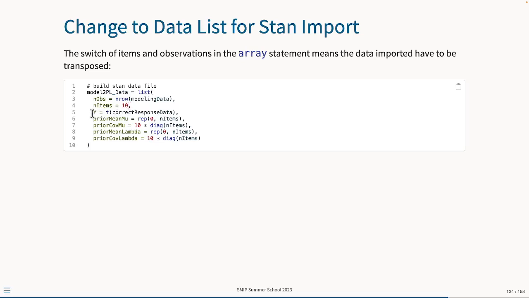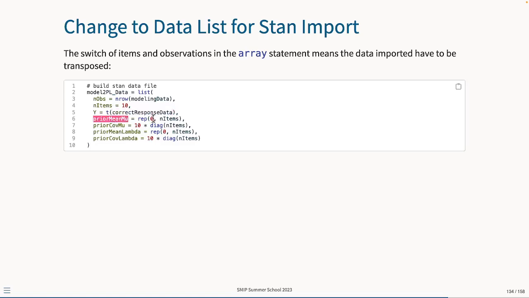Now my Y, I have correct response data, which was persons by items, right? So 3,100 people by 10 items. But remember, Stan needs it backwards. So that T function transposes it, just changes it over to a 10 item by 3,100 person matrix.